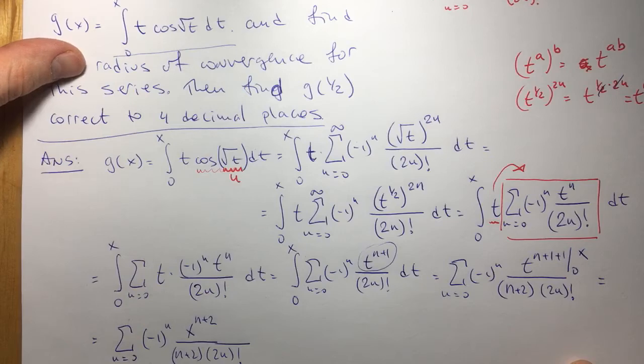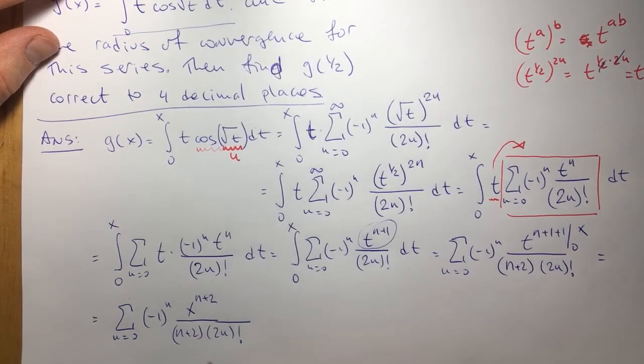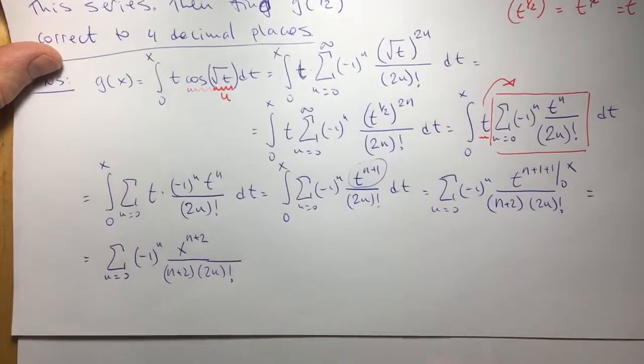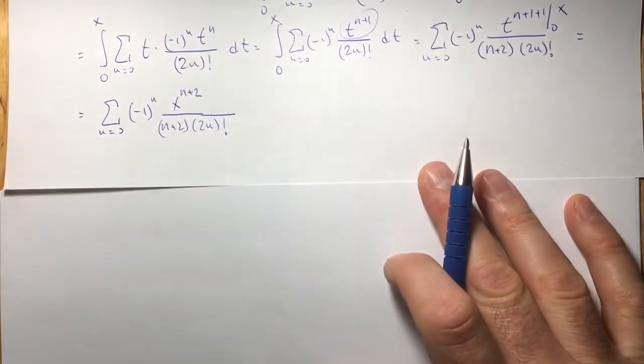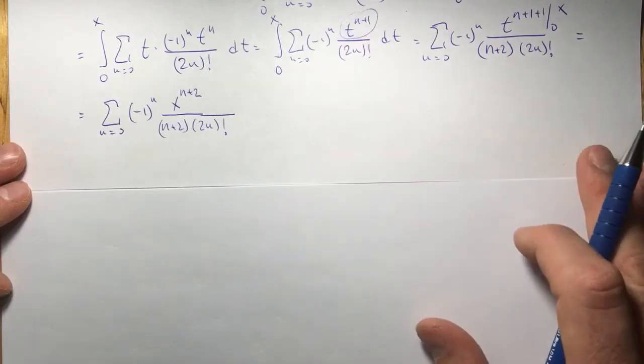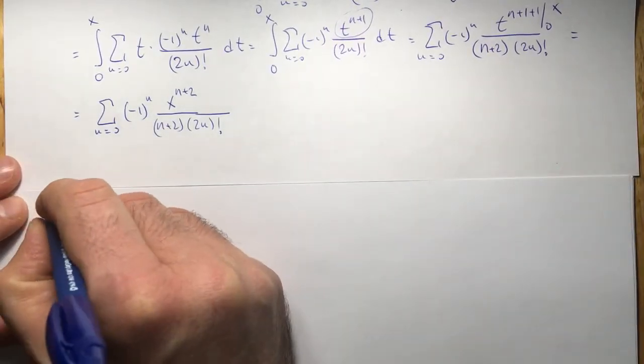Next, it asks us to find the radius of convergence of this series. So we will use the ratio test in order to find the radius of convergence.